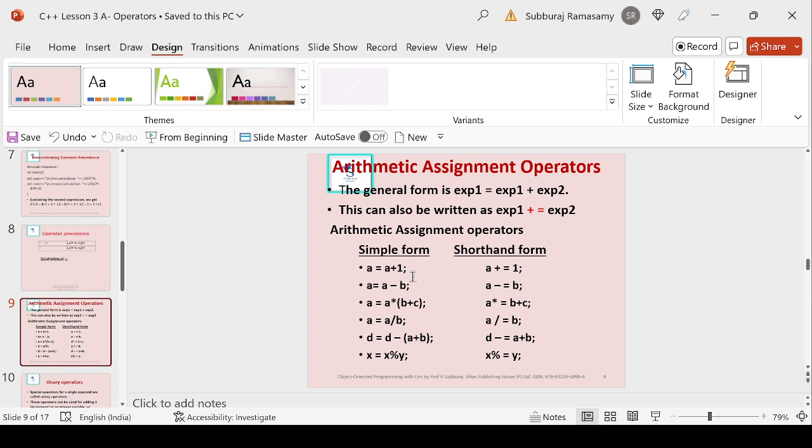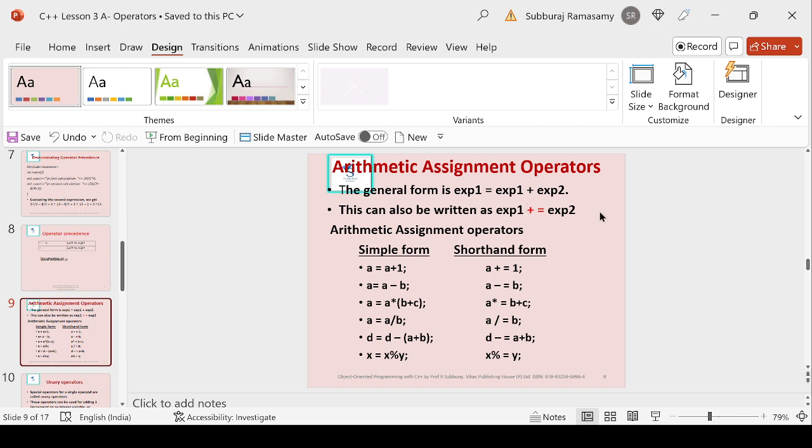Now I'm going to introduce to you, we looked at arithmetic operators, now arithmetic assignment operators. What are they? Generally you write A is equal to B plus C. Suppose you may also write A is equal to A plus C. Expression 1 is equal to expression 1 plus expression 2. When you get that kind of expression, then you can write it in a simple form. This can be written as expression 1 plus equal to expression 2.